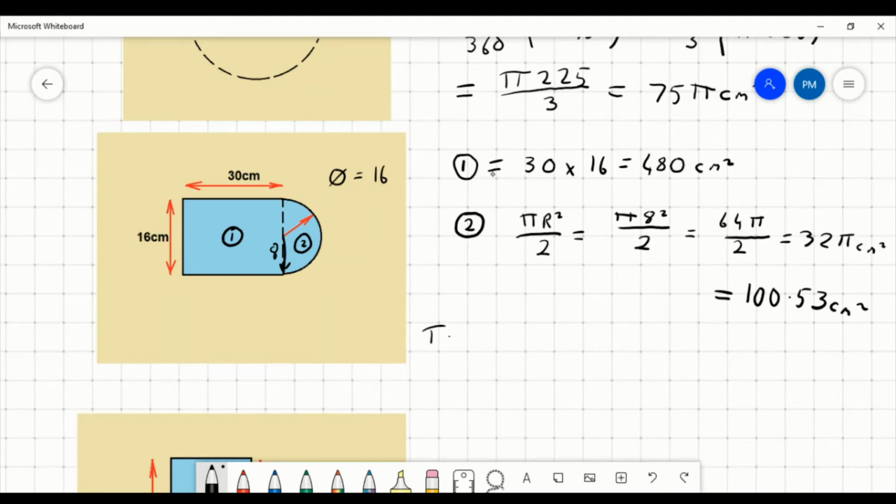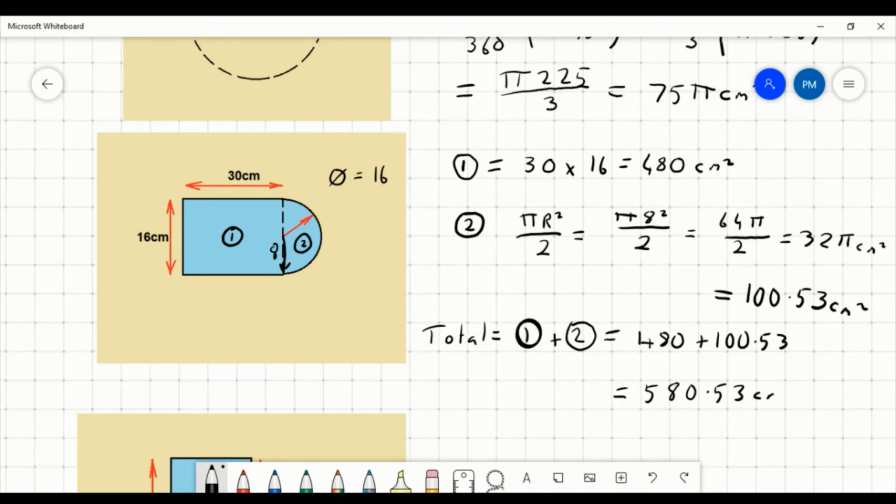So what we can do is add the two of these together. So total will be my area 1 plus my area 2. Sorry, my mistake, that'll be equal to 480 plus 100.53. And this will give us 580.53 centimeters squared.